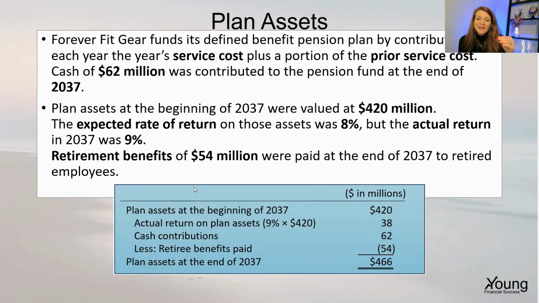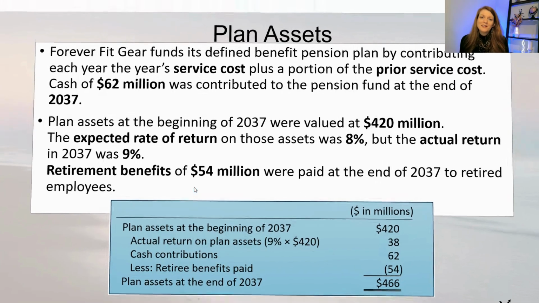So here's what we've got. We started with plan assets of $420 million. Now, this is not just for Maria. This is for all of their employees. They had an actual return of 9% on that 420, so they had a $38 million increase in interest. I would not hate that kind of return at all, $38 million. They also put $62 million into it because they know they're going to have to keep contributing. And then they paid out $54 million. So we subtract the $54 million. So at the end of 2037, they had a balance of $466 million.